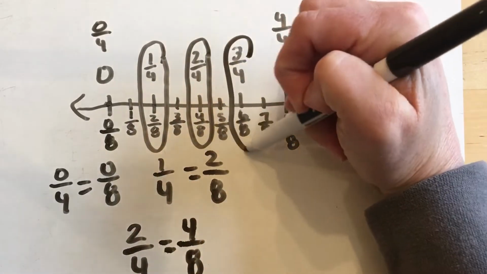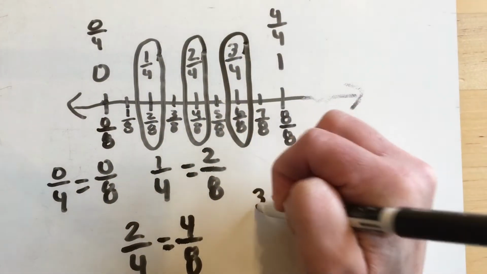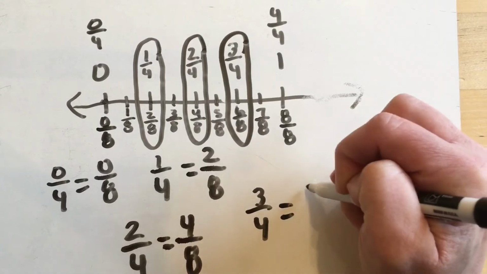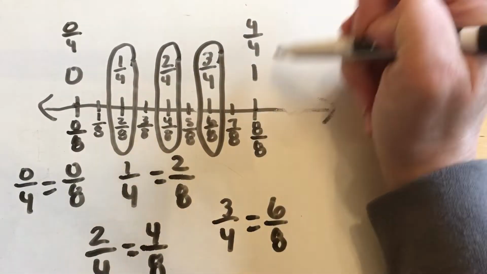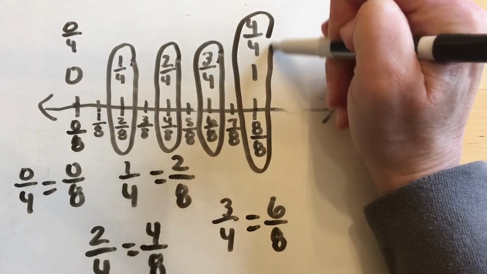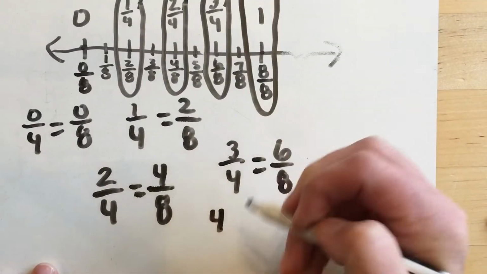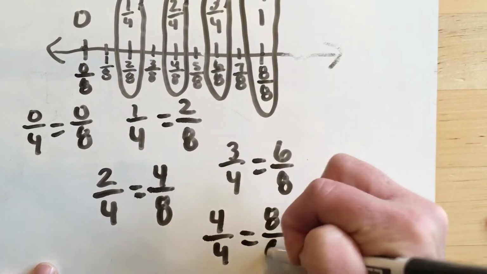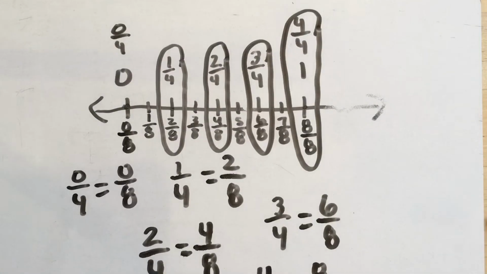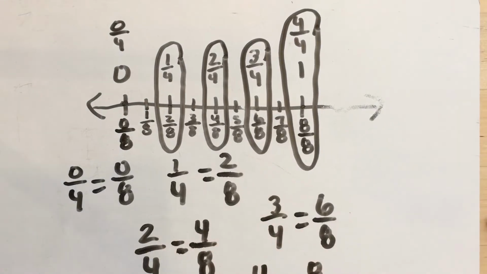I'm going to keep going. 3/4 is equal to 6/8. And of course you know that 4/4 is equal to 8/8. They are both equal to 1 whole. So this is how we build a number line to show equivalent fractions and plot them.